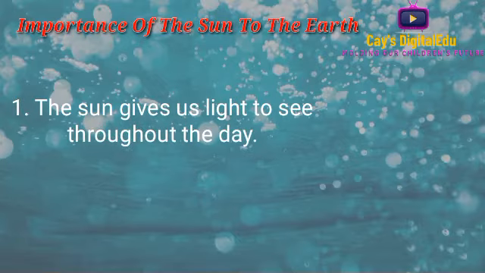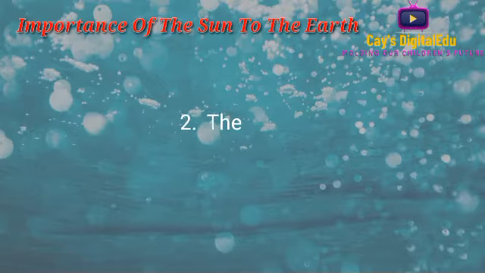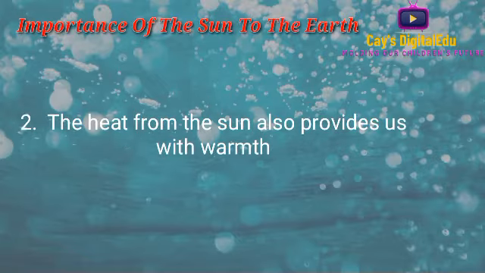1. The sun gives us light to see throughout the day. During the daytime, we don't have to use our torch lights or any other light except the rays from the sun. 2. The sun gives us heat, or the sun provides us with warmth.